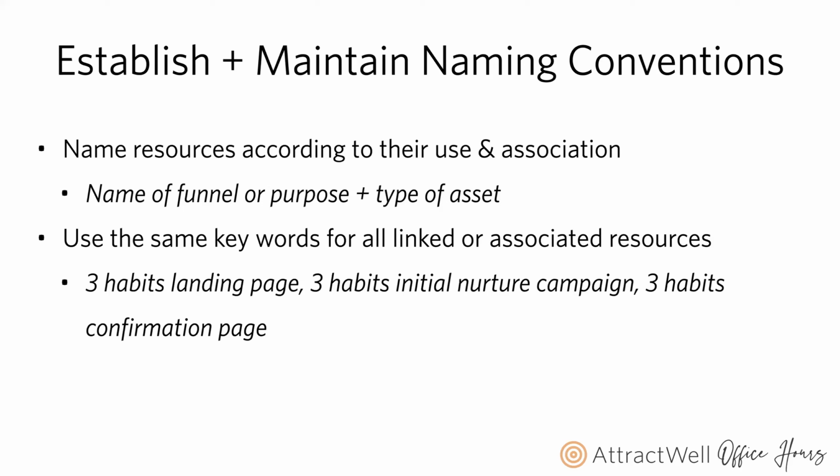So in this case, if we have a funnel where we're offering a 3 habit guide, then we're going to have our 3 habit PDF or video or whatever, and it's going to be named 3 habits in your system. You'll have a landing page. You will name it 3 habits. Your initial nurture campaign will also be named 3 habits. And you're also going to include the words initial nurture because that is the function of that campaign. 3 habits confirmation page. You see where I'm going.